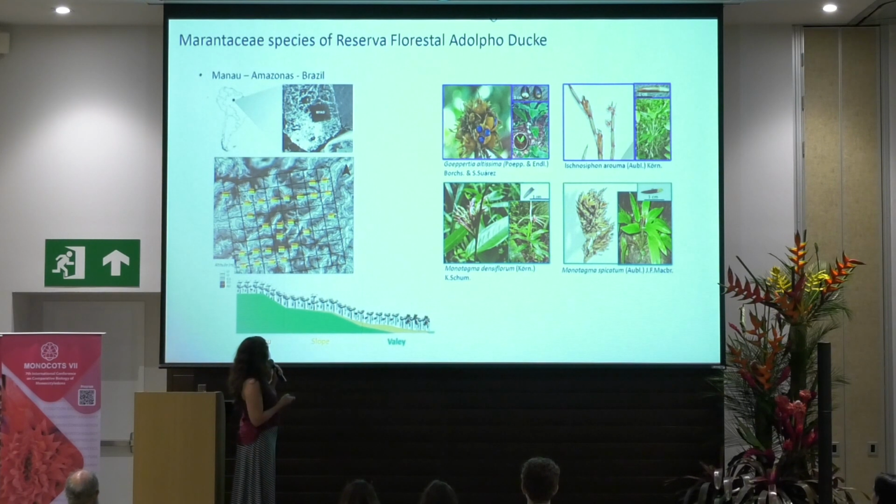So we have these 2 species here. This is Goeppertia altissima. This is the bird type 3 that Horvitz described. This is Ischnosiphon, the unknown seed disperser that she described. And those 2 are monotagmus ant-dispersed species, the classical ones.